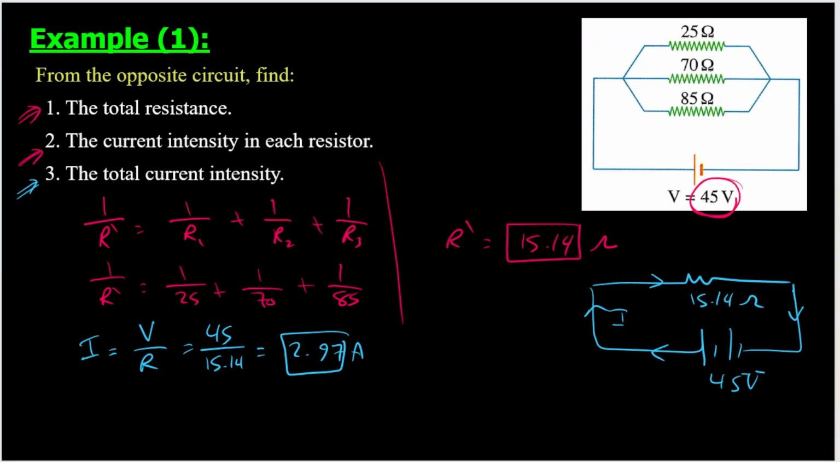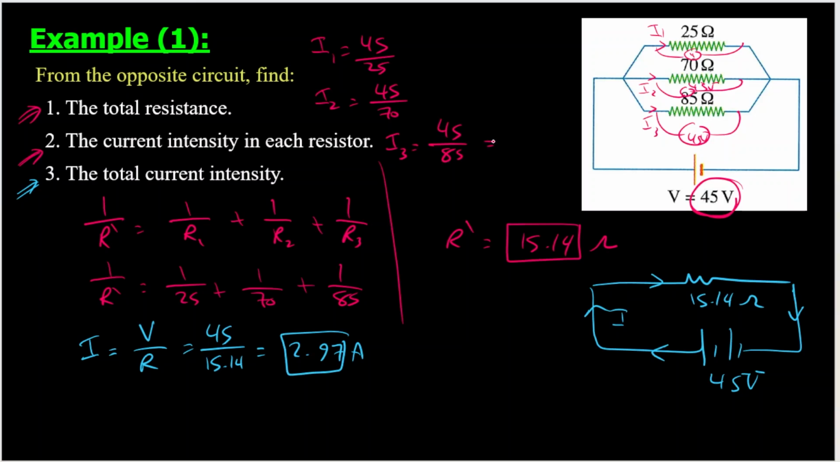Simply, this potential difference is 45. So here the potential difference is 45. And also here, because they are connected in parallel, so the voltage is constant. So I will call this current I1, this current is I2, this current is I3. So I1 will be equal to 45 divided by 25. I2 will be equal to V, which is 45 divided by 70, which is the resistance. I3 will be equal to 45 divided by 85.